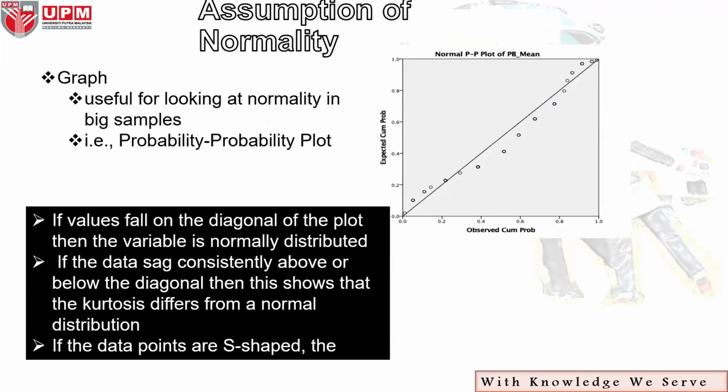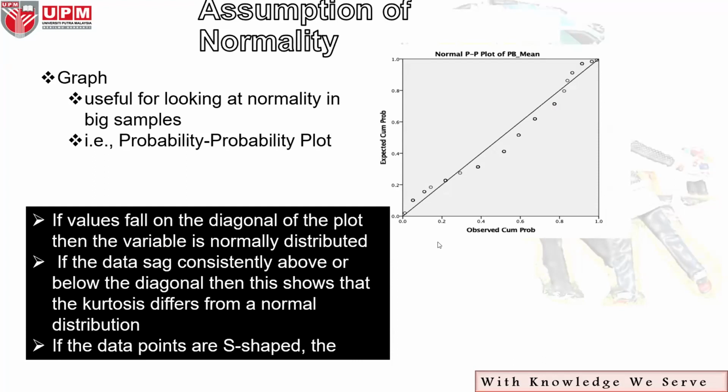Okay. So this one is how we can read or interpret the assumption of normality based on the Q-Q plot. Okay, P-P plot. This is the explanation. If values fall on the diagonal of the plot, then the variable is normally distributed. If the data set is consistently above or below the diagonal, then it shows that the kurtosis differs from a normal distribution. If the data points are S-shaped, then it is considered not to be normal. It is not linear if it is S-shaped. But this one is actually close, still close to the straight line.